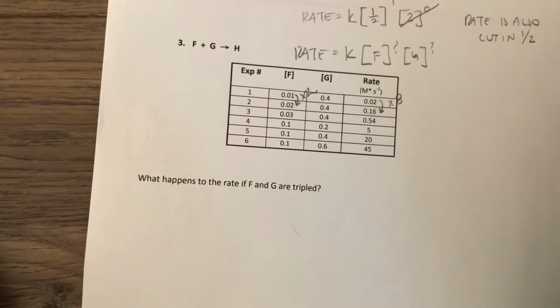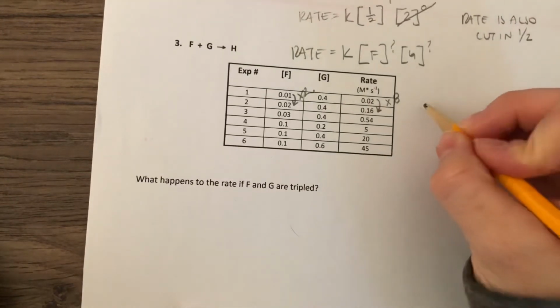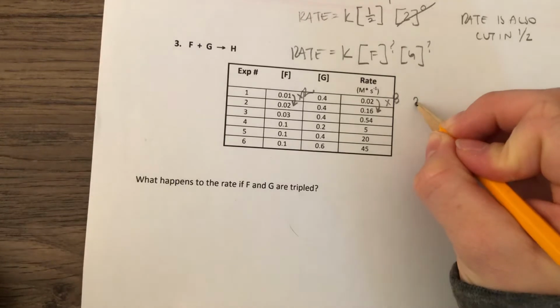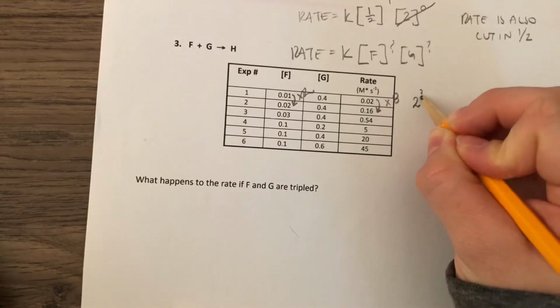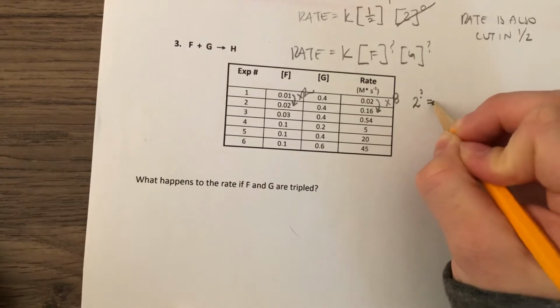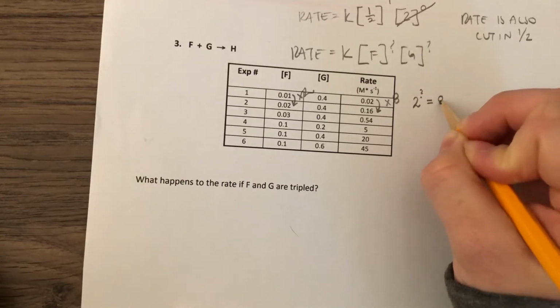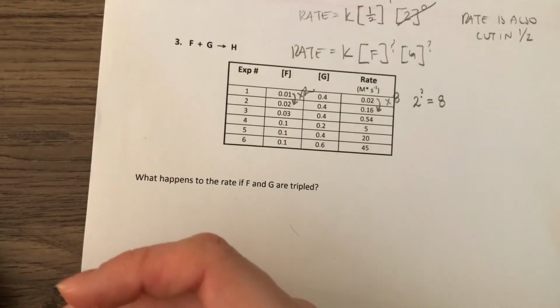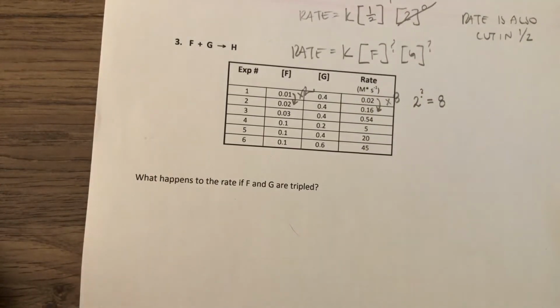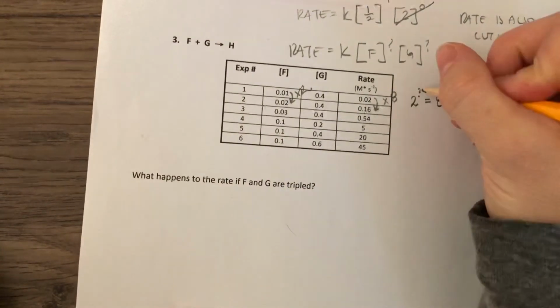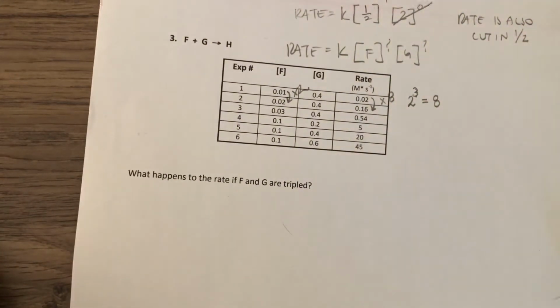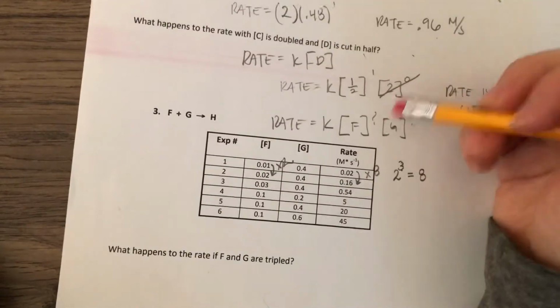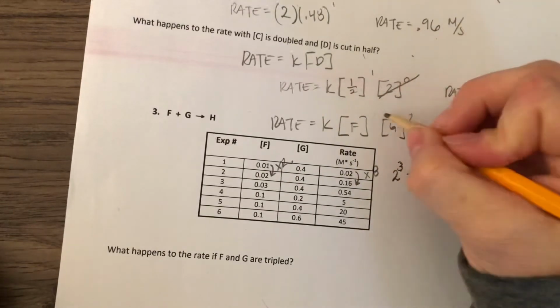So the concentration of F doubled, and that's raised to whatever order it is, which we're trying to determine. And that made the rate go up by a factor of 8. So 2 raised to what power equals 8? 2 to the third equals 8. So that tells us that F is third order.